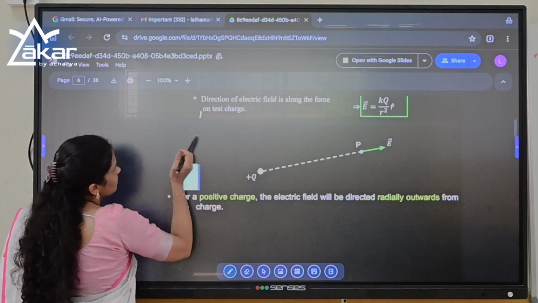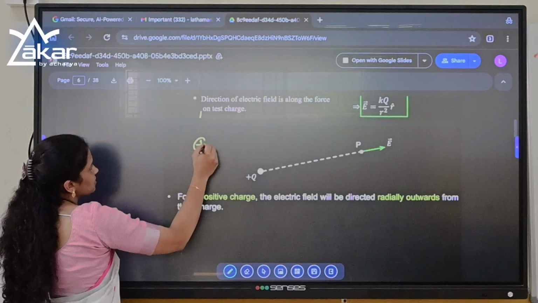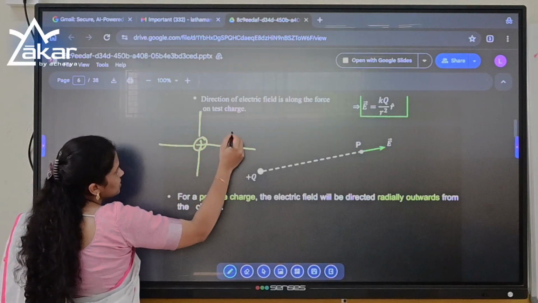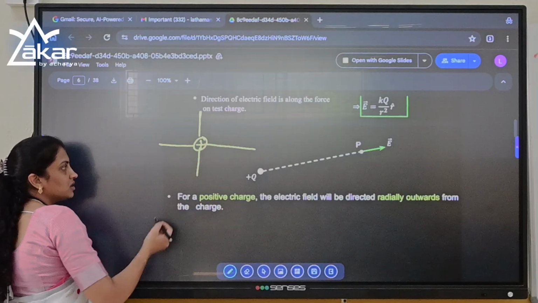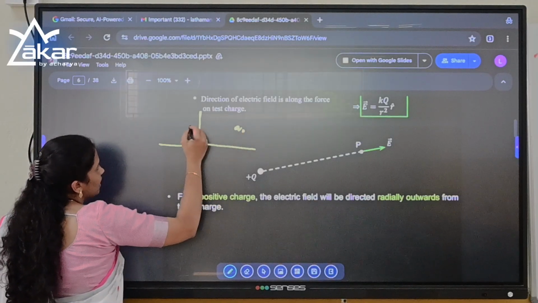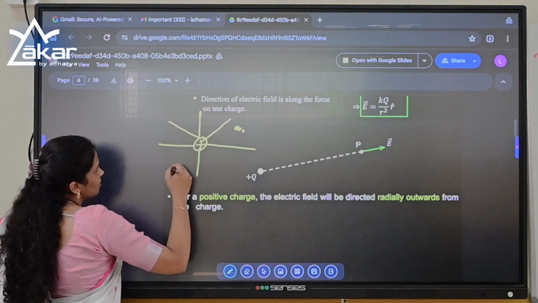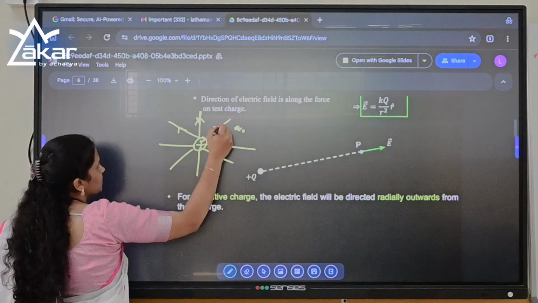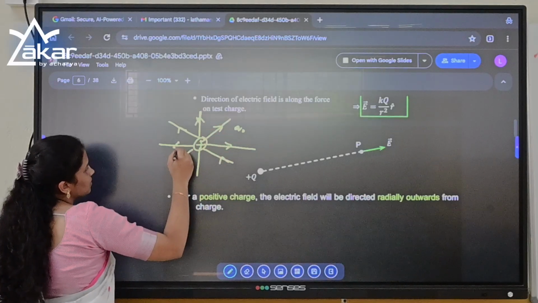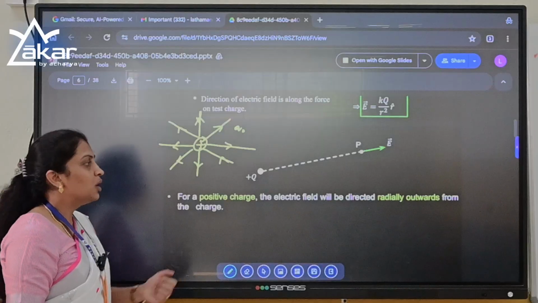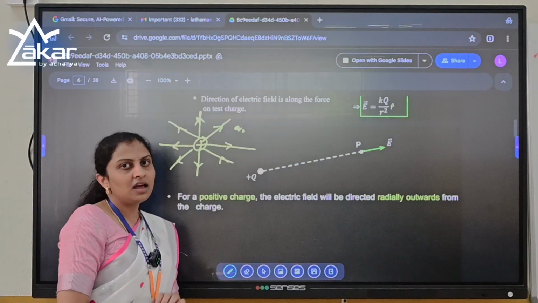So you can take plus. Next, take the test charge near to it. The test charge is always positive, Q naught. Then it shows the direction is always outward. So for a positive charge, the electric field will always be radially outward.